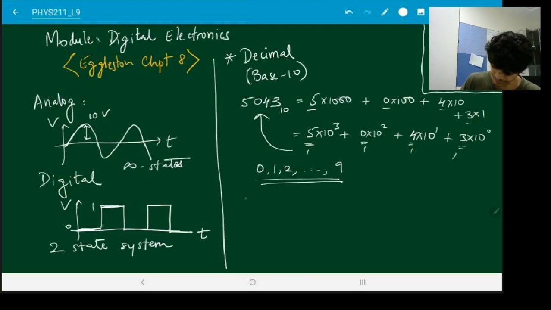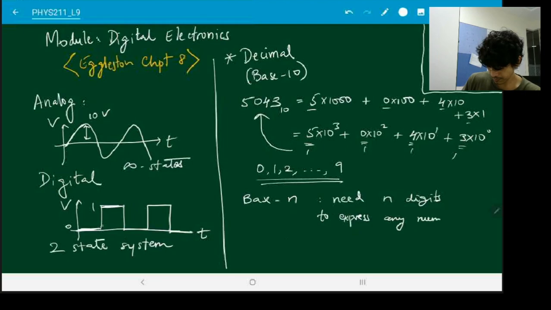So in general, when I am working in base n, I need n number of digits to express any number in powers of n. So we can do the same thing. We can define the binary number system, which is base 2.